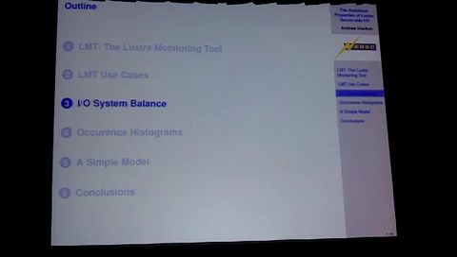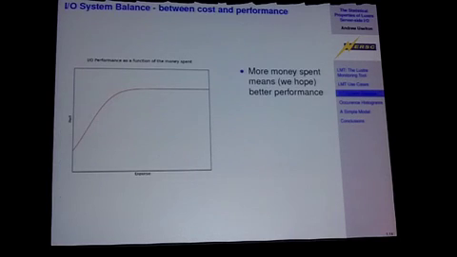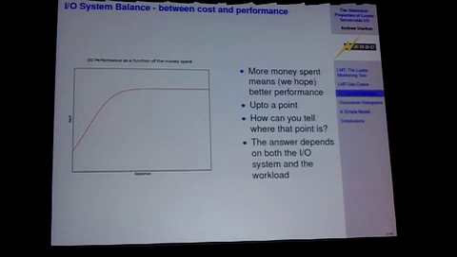So, I/O system balance. These are just some very schematic notions to try to present what Doug was talking about earlier. This is just your basic roofline model where you've got, how much money did I spend on my I/O system on the x-axis and how well does it perform on the y-axis, and then you would hope that you get more performance with more expense, but obviously it's going to flatten out at some point. So the question then is, how can you tell where that point's going to be?